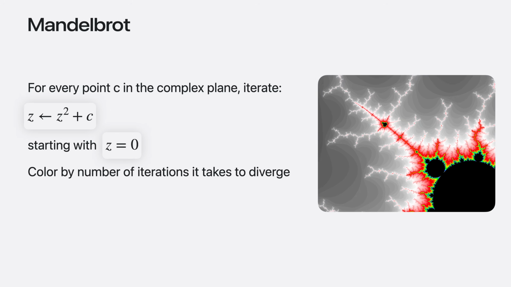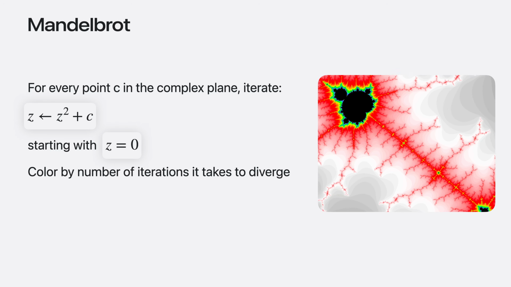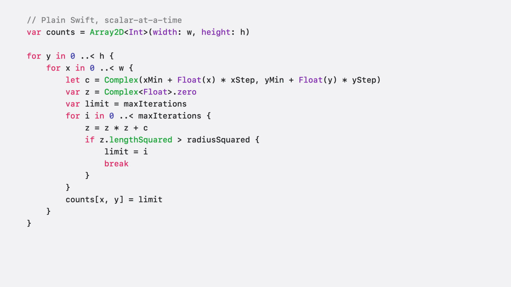The beauty of a fractal is that it's self-similar and infinitely detailed. You can pan and zoom forever and the patterns never repeat. Let's start with a plain Swift implementation using scalars.